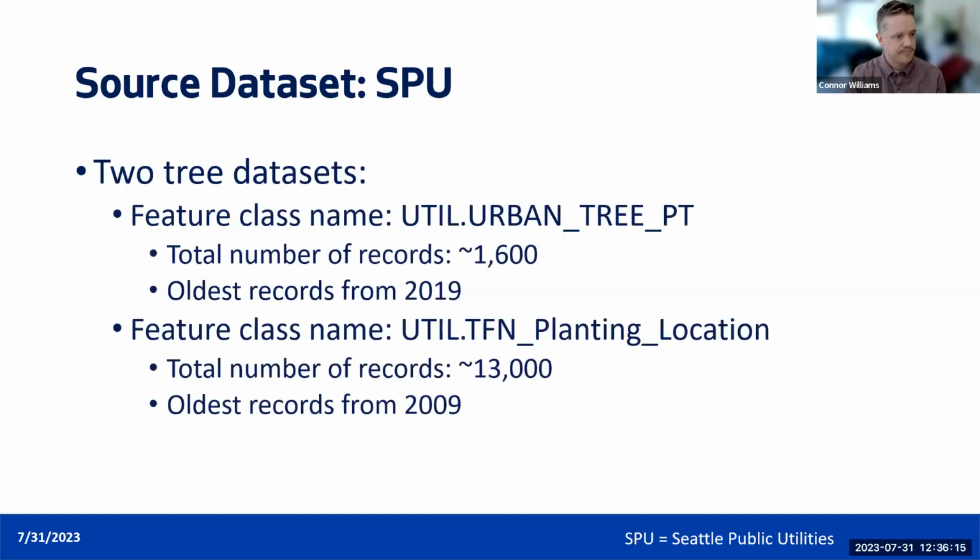And then the final department that tracked trees actually has two individual tree data sets. The first one is fairly small. There's not a lot of trees associated with their infrastructure, but the larger of the two, this TFN planting location data set, is for their Trees for Neighborhoods program, where the department donates trees to private landowners to plant on their properties. And they started doing this back in 2009.